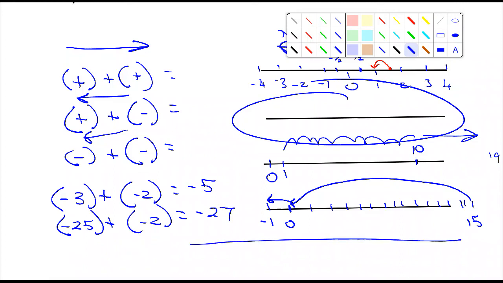Look. I'll say zero is right here. Well, let's say negative 25 is right there. And I said add a negative 2. So I'm going to go 1, 2. Negative 27 is right there. And then again, I would ask you, which number is smaller? Negative 27 or negative 25? Negative 27. Because the further you go to the left, the smaller the number.